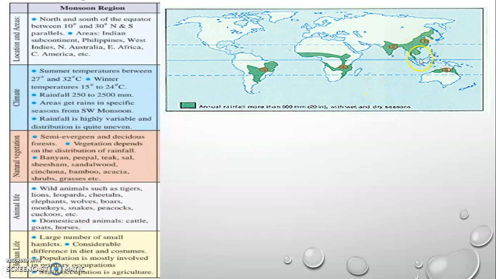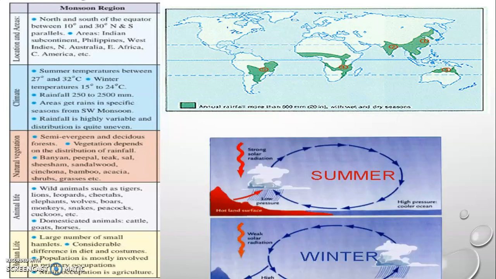Then we have the areas like Philippines, West Indies, South Africa, Australia, and the Central American areas. So these are the areas where the monsoon region lies, between 10 degrees to 30 degrees north and south. Now, how is the climate in this region?